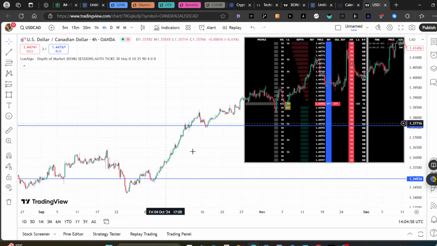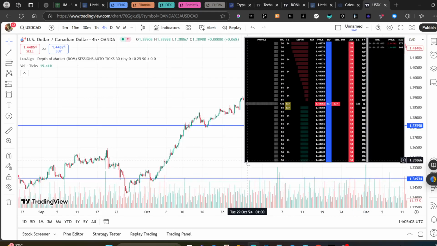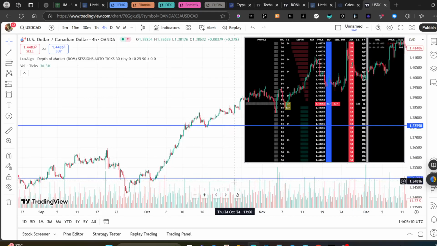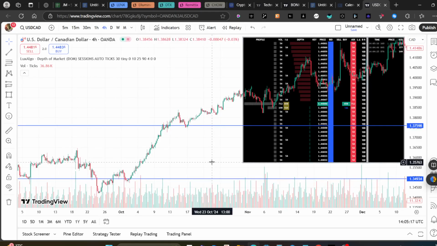Then you should also confirm with volume, okay? If the stacked imbalance is occurring on high volume, it is a strong signal that the move is backed by big players. All right. And then watch for follow through. If price respects the imbalance level and continues moving in the same direction, it's a sign of sustained momentum.